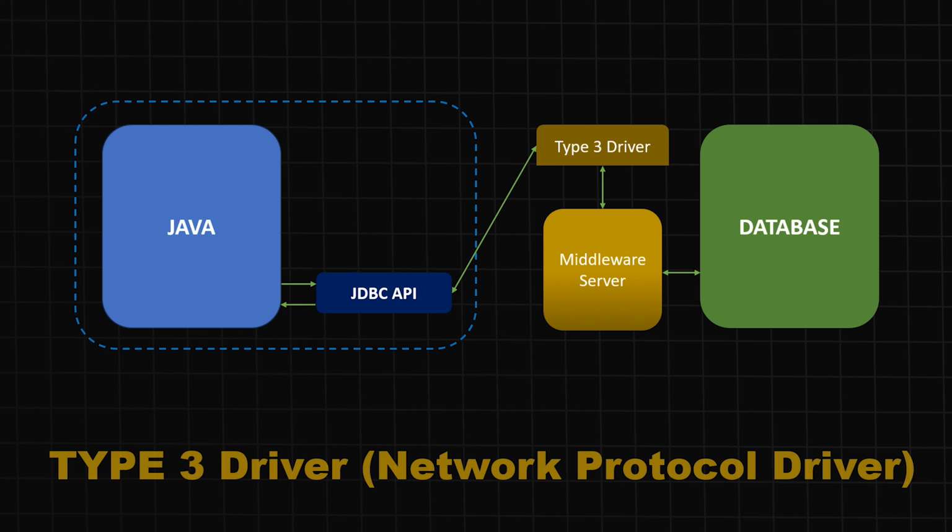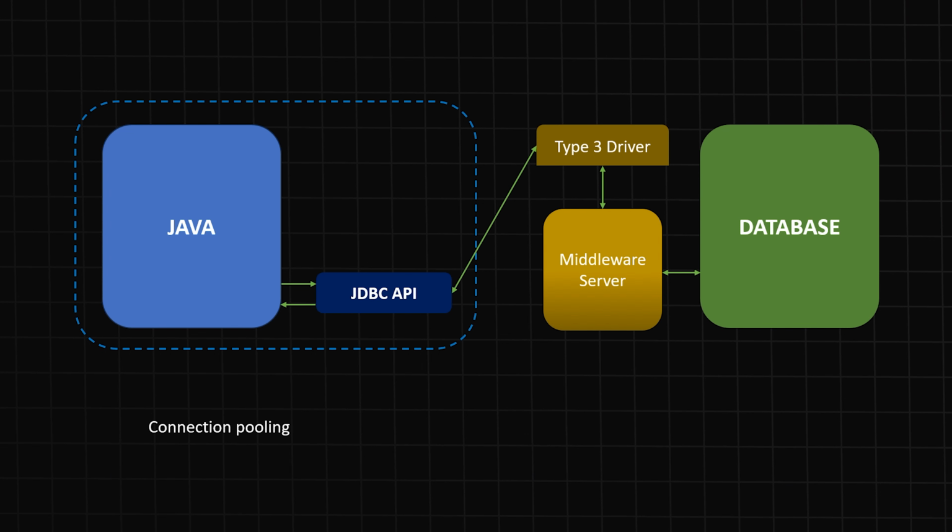And this was called the type 3 driver, that was the network protocol driver. Now here the middleware server handles connection pooling, load balancing, security rules, protocol conversion and multiple databases. Now clients don't care which database is used inside the backend of the application. With the middleware server, we got a solution that we don't need to depend on any platform anymore, right?